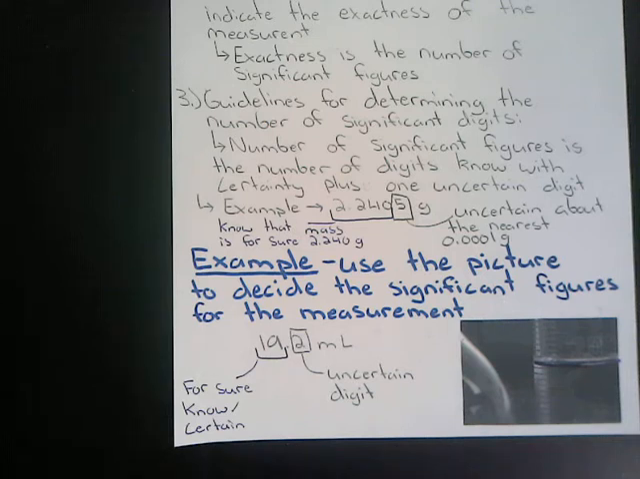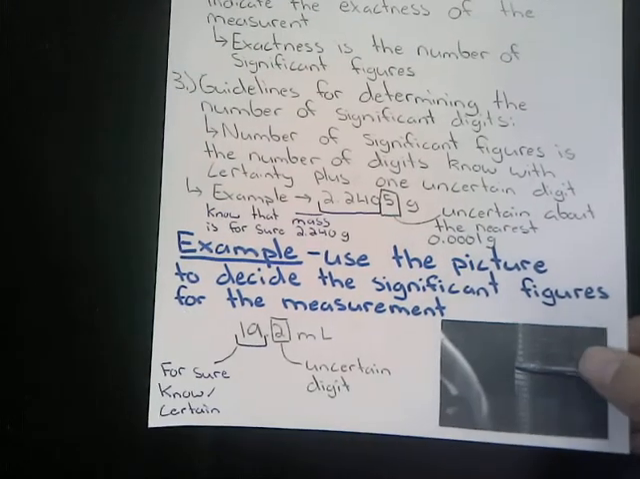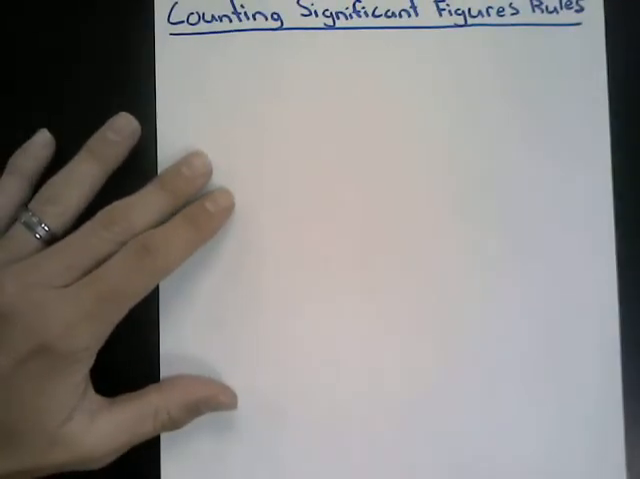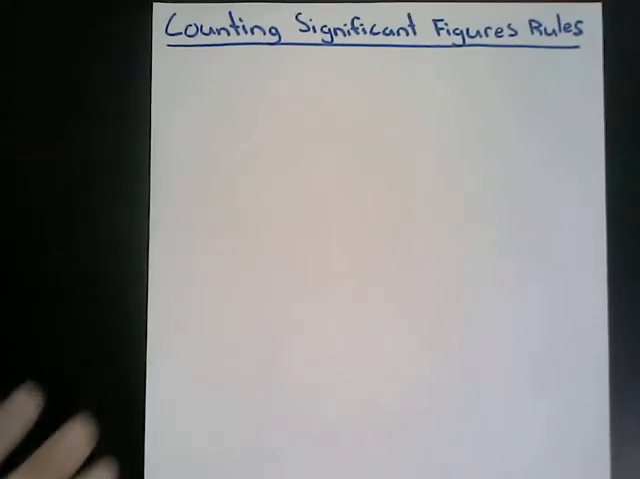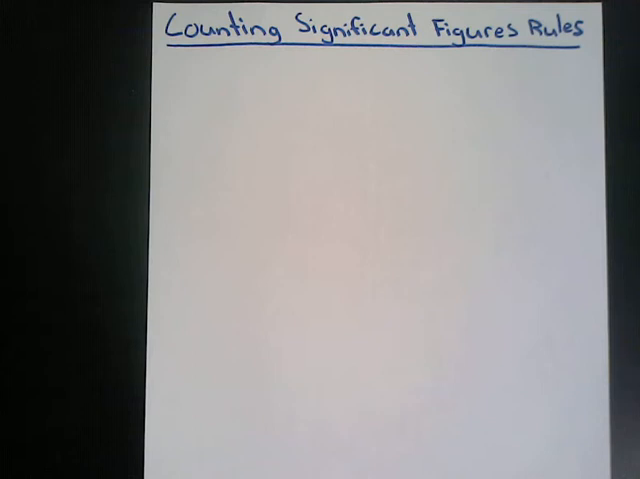Now, what we're going to shift gears to is the rules that we have in place with our uncertain and certain digits that we call significant figures. All of these calculations stem from being able to measure, and it's because we have that uncertainty that we have to develop these rules for this process. So we will shift gears and move to counting significant digits.